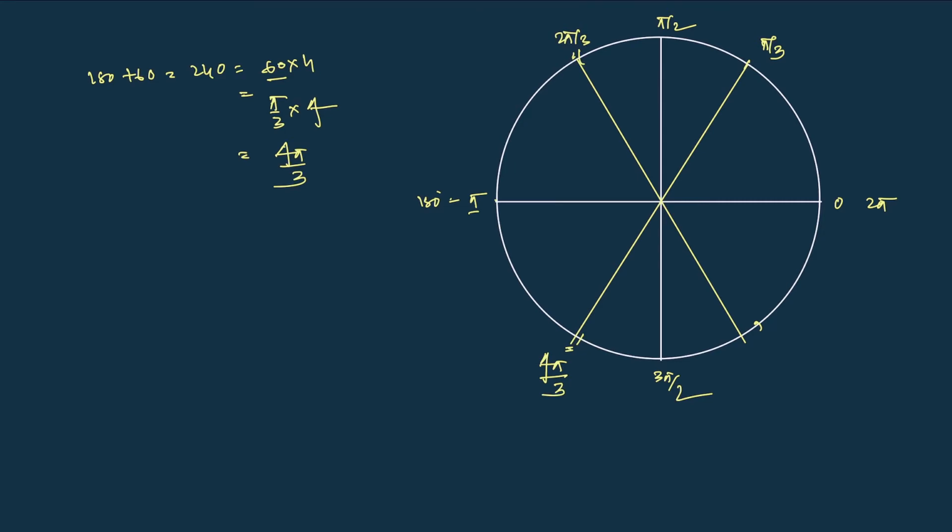Next, 4 pi by 3, again if you add 60 here, then this is the angle. So 4 pi by 3 means 240 plus 60, this is going to be 300. Okay, this is 270, this is 30 more. So 300 means nothing but 60 into 5. 60 means pi by 3 into 5, so 5 pi by 3. Okay, next 360 is nothing but 2 pi.